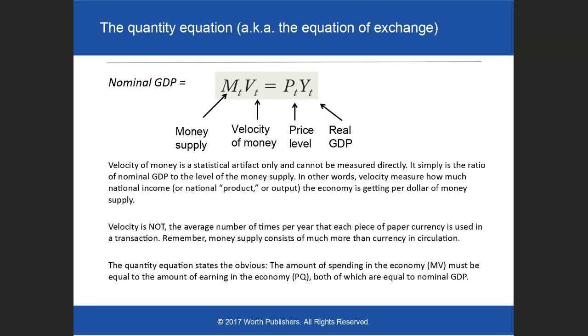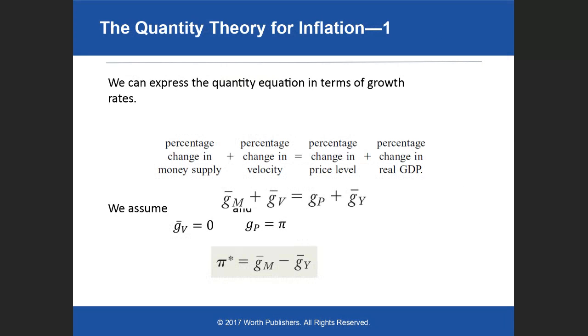And here we go. Where you see G, that means growth rate of. So you'll remember MV equals PY. But here you see GM, or the growth of the money supply, plus the growth of velocity equals the growth of prices, which is inflation, plus the growth of real income.